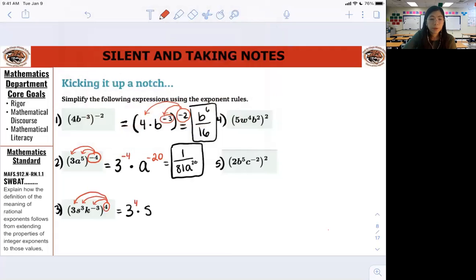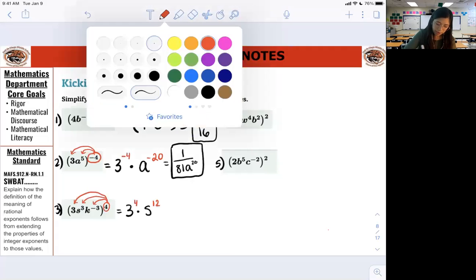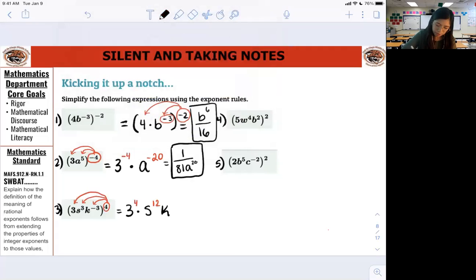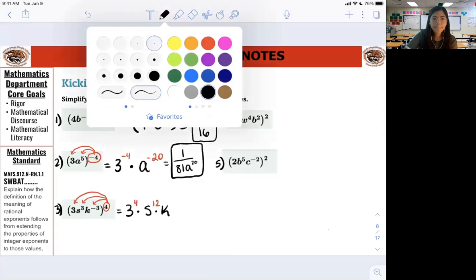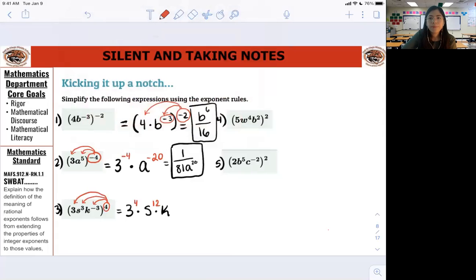Good, 12. We multiply. 4 times 3 is 12. And then I have k to the power of what? Good, negative 12. Okay, because I had 4 times negative 3.